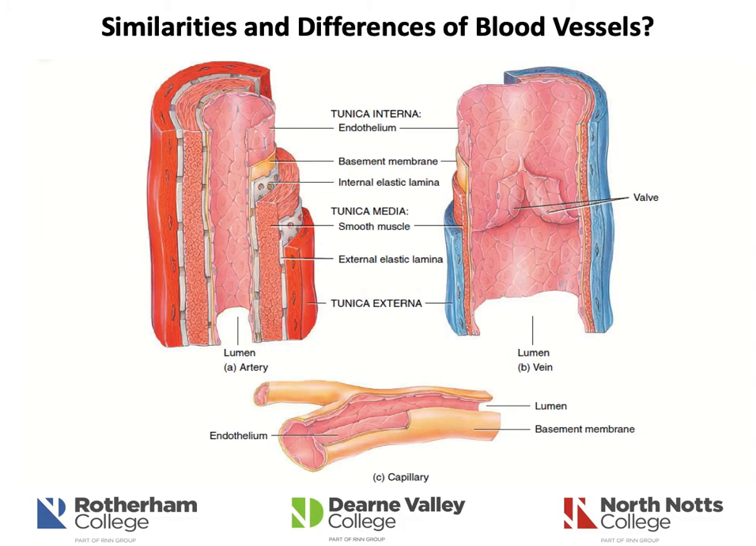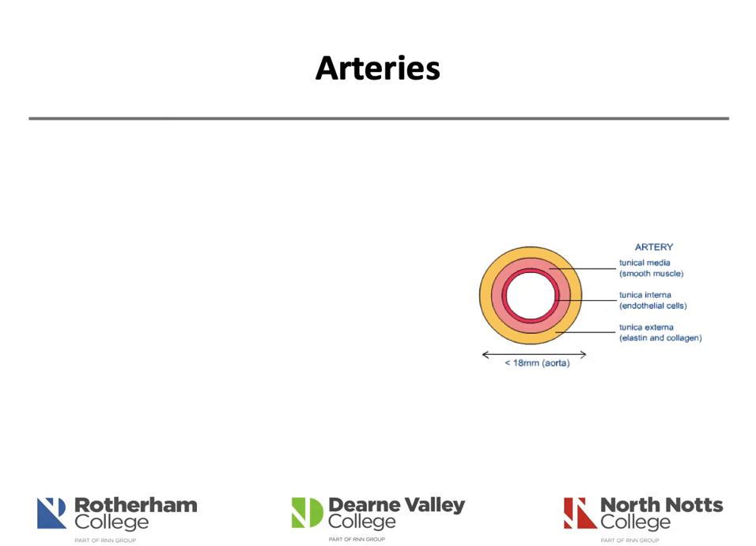So when we're looking at these different tunics, the internal, external and middle tunics, can you now identify the differences between the structures of all 3? And that ultimately will help you look at the similarities and differences of the structure. So, arteries.